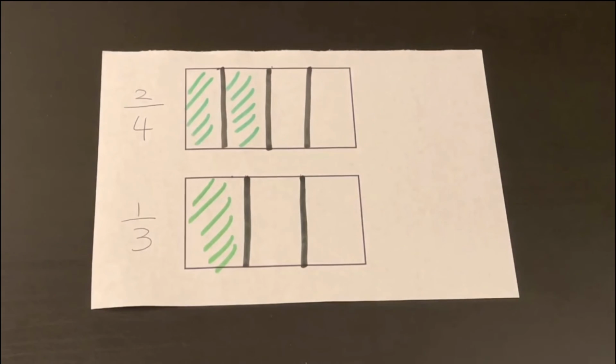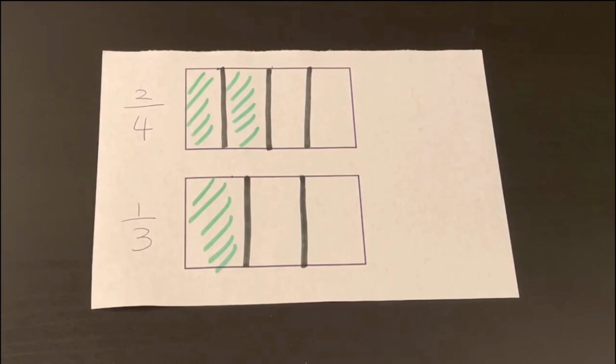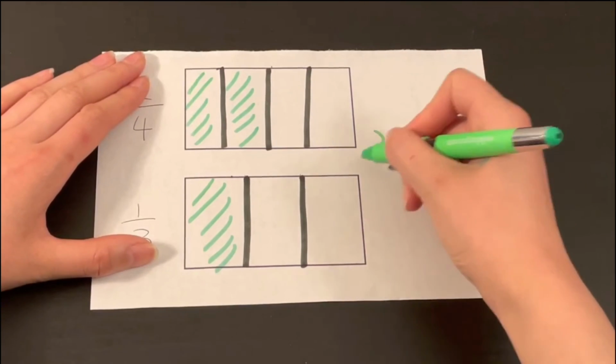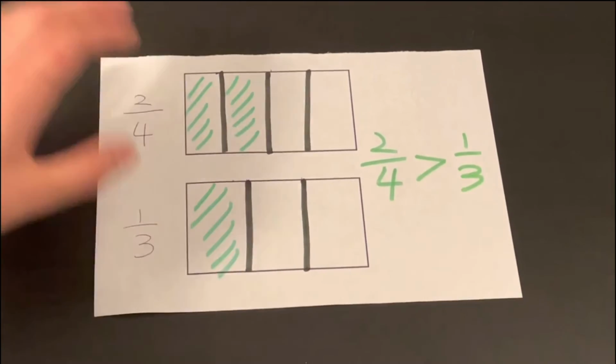Great job! Okay, now let's compare. Which rectangle has more shaded parts? The first one or the second one? Yes, the first one. So we can say 2/4 is greater than 1/3.